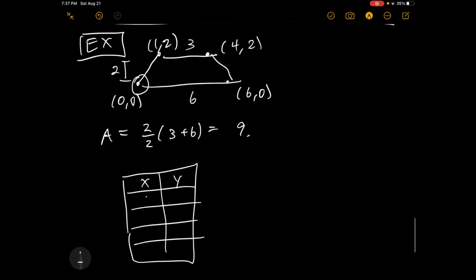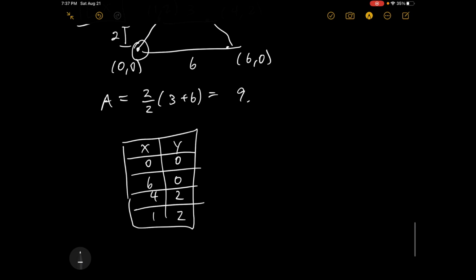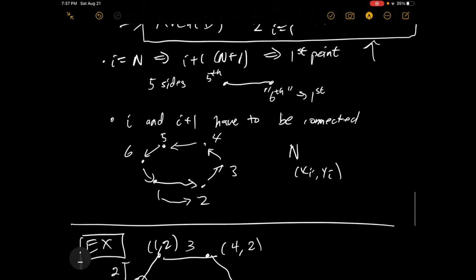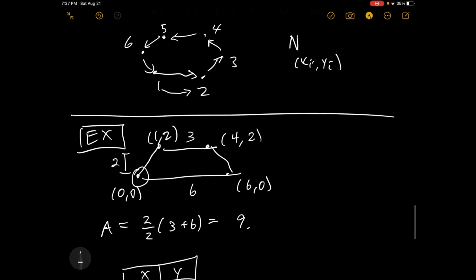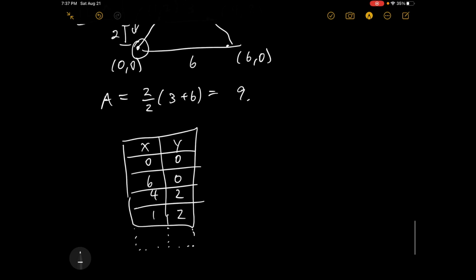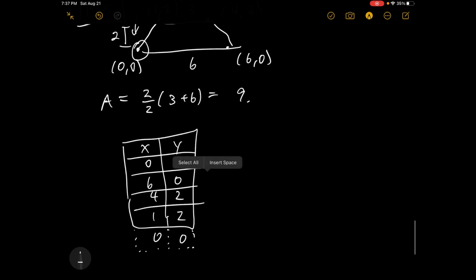So we start with 0, 0. Then the next point in that order is 6, 0. Then 4, 2. And then 1, 2. But to account for that part where you could have an n plus 1, we need to go back to our original point. So we go like here, and then back here. So then we write our first point again.